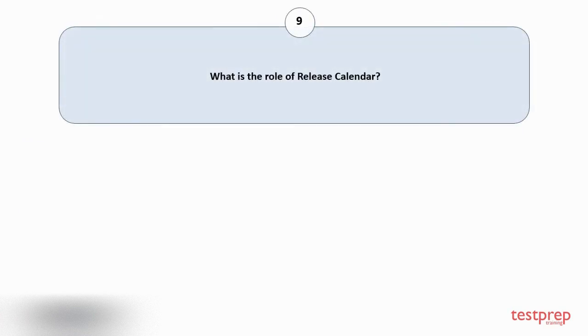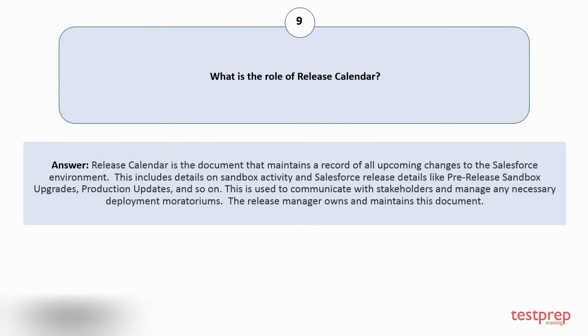Question number 9, what is the role of Release Calendar? Your answer is: Release Calendar is the document that maintains a record of all upcoming changes to the Salesforce environment. This includes details on sandbox activity and Salesforce release details like pre-release sandbox upgrades, production updates, and so on. This is used to communicate with stakeholders and manage any necessary deployment moratoriums. The release manager owns and maintains this document.